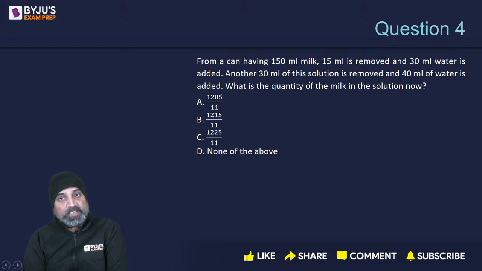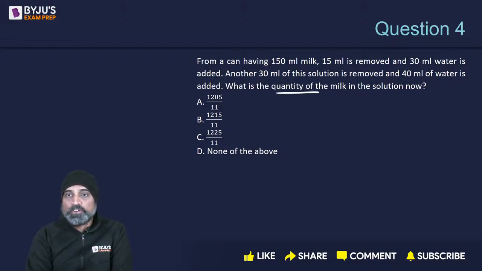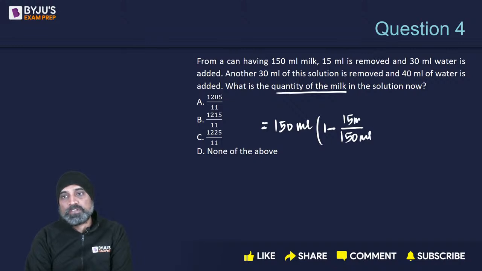water is added. Another 30 ml of this solution is removed and 40 ml of water is added. What is the quantity of the milk in the solution now? So in order to find the quantity of milk in this solution, we can say that initially we had 150 ml, right? Out of this 150 ml, 15 ml was removed, right?